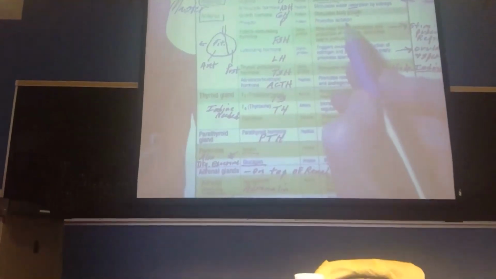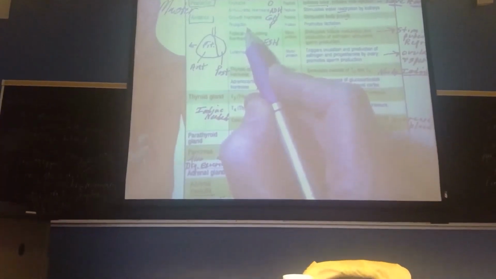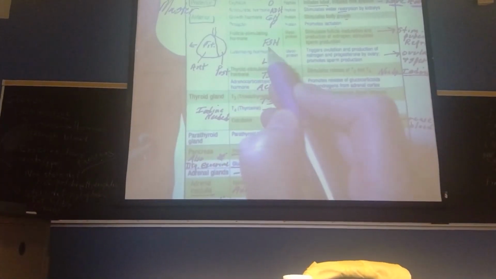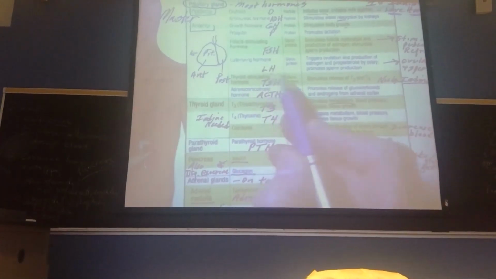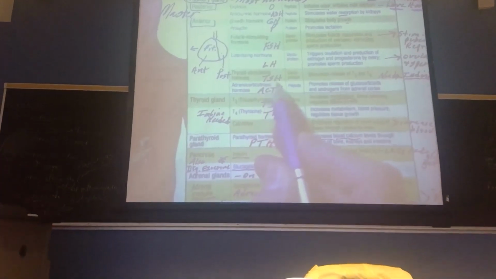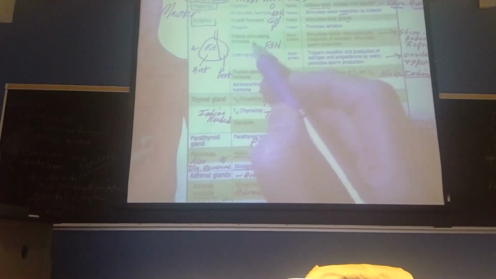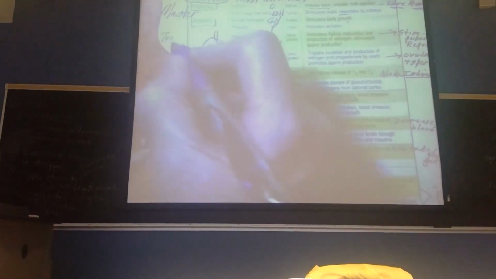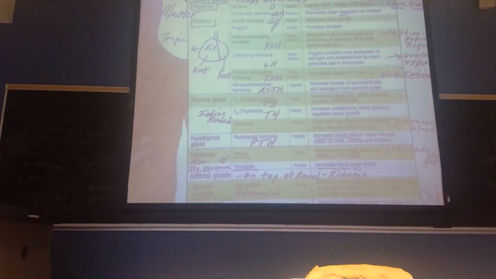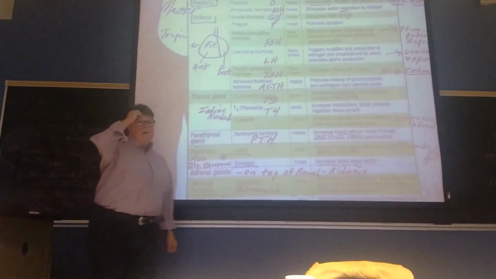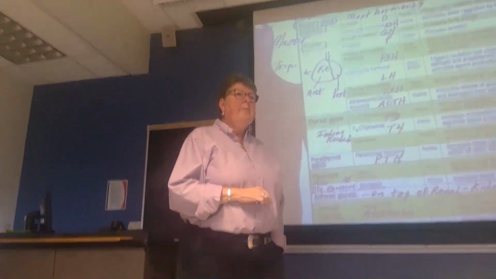Prolactin promotes lactation, which is release of milk, which doesn't happen, of course, unless one's pregnant. Follicle stimulating hormone, we call it FSH. Luteinizing hormone, we call LH. Thyroid stimulating hormone. So you see a lot of these stimulating hormones, and there's a word for it: they're tropic hormones, which means hormones that affect other glands. So that stimulates the release of T3 and T4.